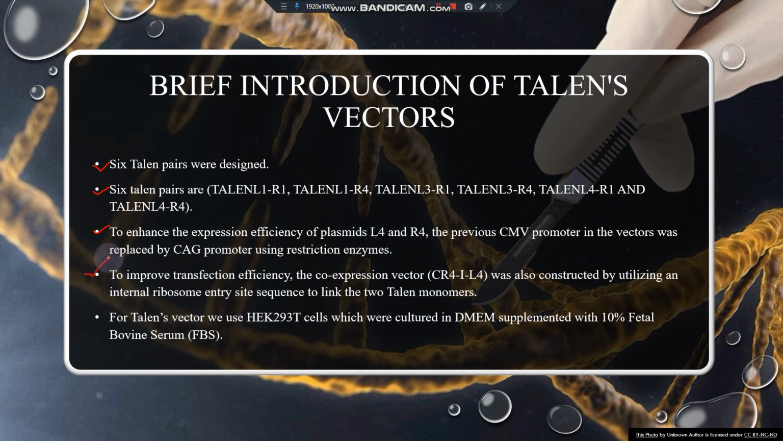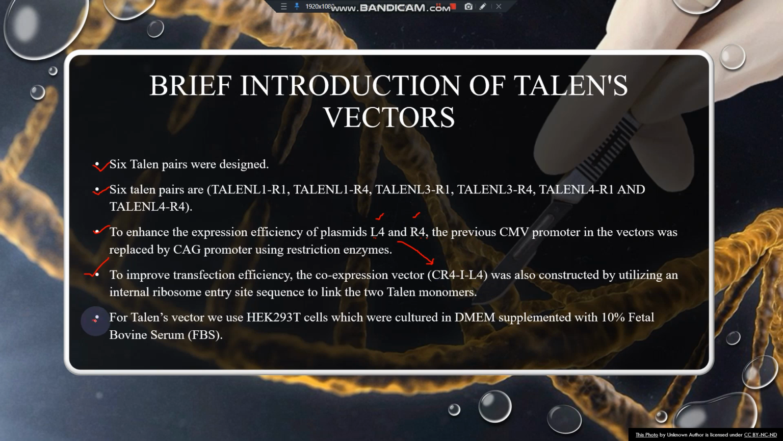To improve the transfection efficiency, the co-expression vector CR4-IRES-CL4 was constructed by utilizing an IRES site, that is internal ribosome entry site sequence, to link the two TALEN monomers, that is L4 and R4. By joining the monomeric units of L4 and R4, we can create this co-expression vector.